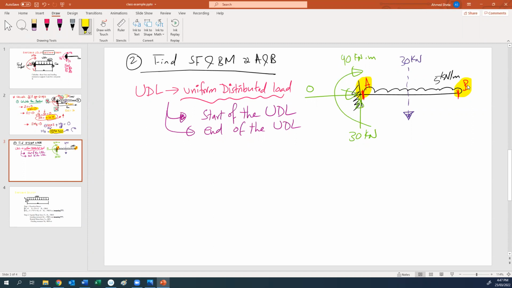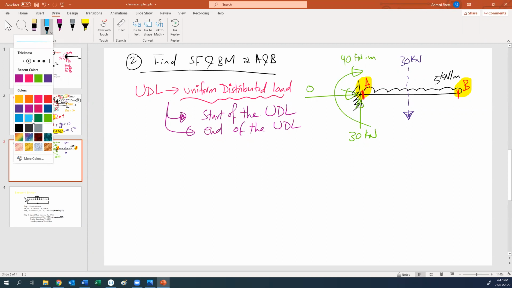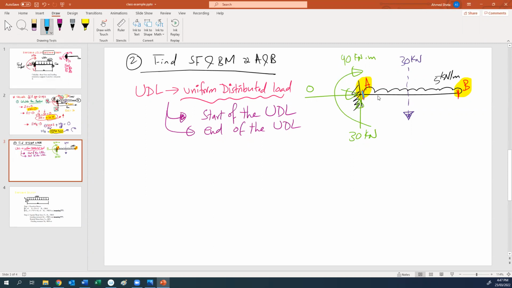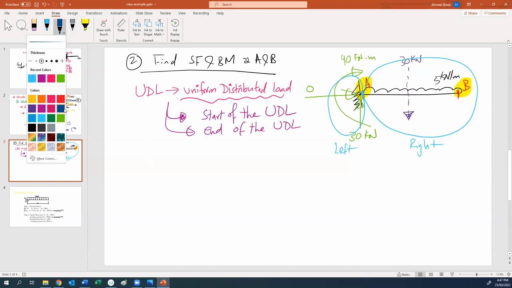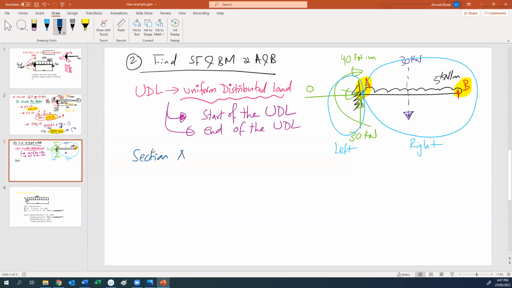If we apply a section at A, if we make the cut at A, this section will cut the beam into two sides, one to the right and one to the left. Okay, so now I will work on section A or point A. At section A, we can work from the left side or the right side. Which is easier for you? I will do it from the right first, so section A right.